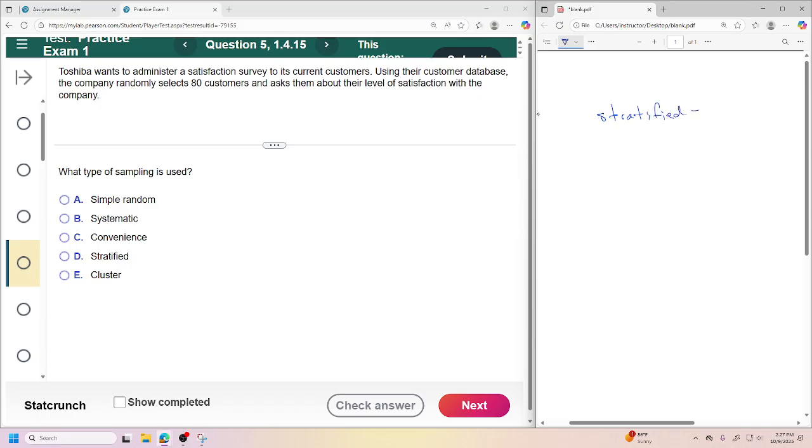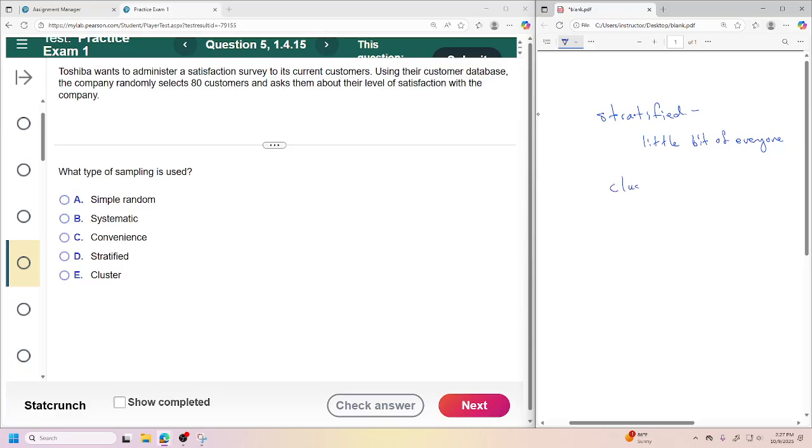Okay. So let's start with stratified. Stratified is a little bit of everybody. A little bit of everyone. So some of the males, some of the females, some people from Killeen, some people from Cove, some people from Texas, some people from California, a little bit of everybody, right?